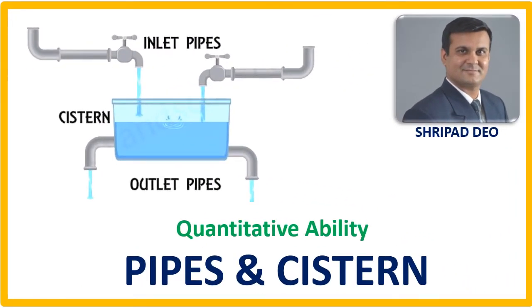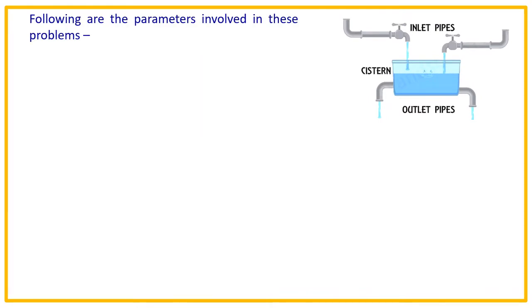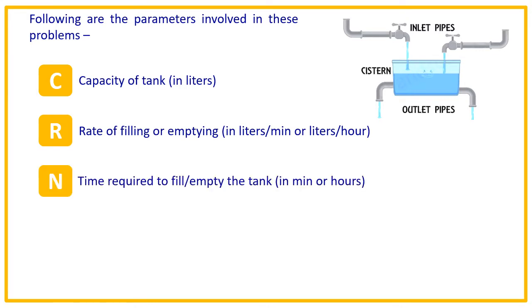Quantitative ability, problems on pipes and cistern. Following are the parameters involved in this problem. The very first, C stands for the capacity of the tank, R stands for rate of filling or emptying, and N stands for time required to fill or empty. So C stands for capacity, R stands for rate, and N stands for time required.